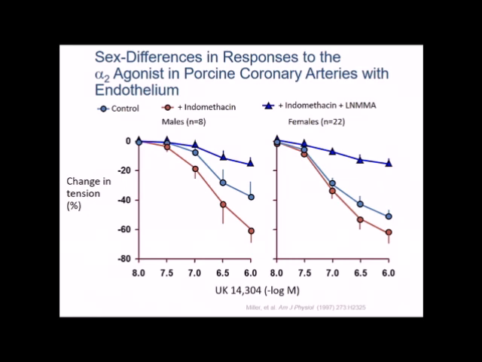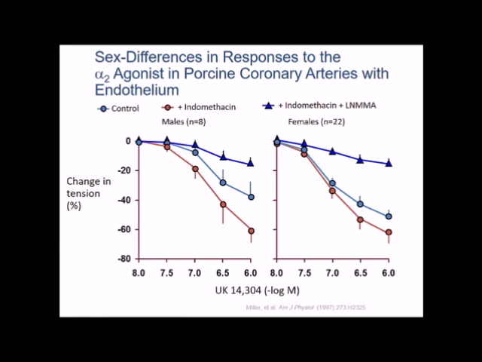And here's the response of the rings with endothelium from sexually mature male pigs and sexually mature female pigs. And you can see that this relaxation to this alpha-2 agonist is greater in the females. If we block this response with indomethacin, we see that there is a significantly greater increase in the dilation of this blood vessel in males compared to females, suggesting that these males are producing a contractile substance by the cyclooxygenase pathway. We don't see that in the females, but if we give a substance that also blocks nitric oxide, once we block those prostanoids, we see that the relaxation is pretty much the same.